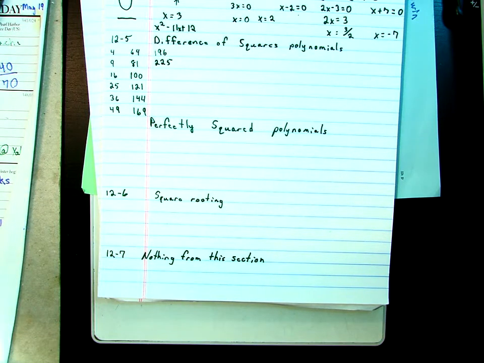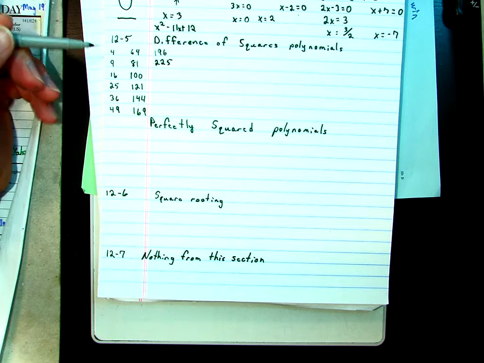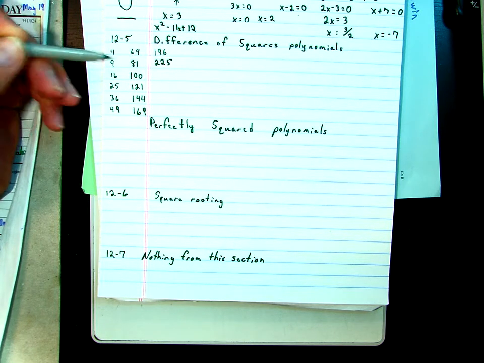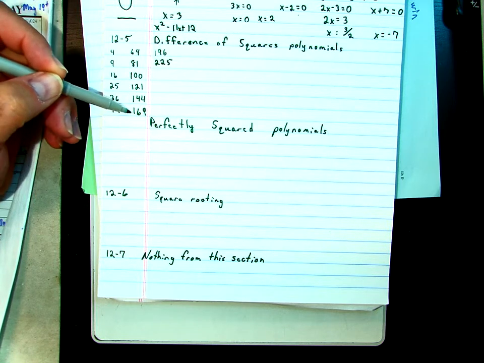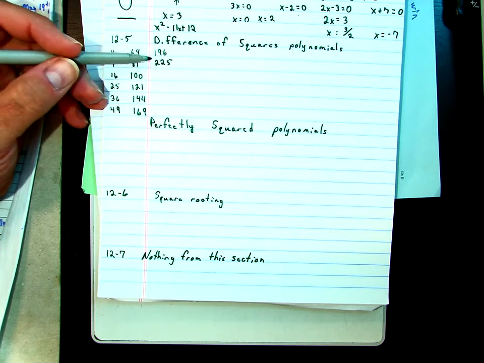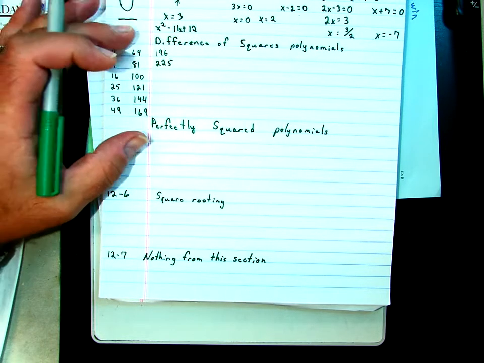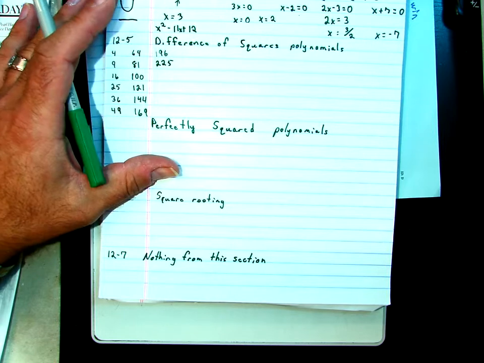Now my suggestion usually is writing these all down on your test. Pretty easy because you do 2 times 2, 3 times 3, 4 times 4, 5 times 5, 6 times 6, 7 times 7, 8 times 8, 9 times 9, 10 times 10, 11 times 11, 12 times 12, 13 times 13, 14 times 14, and 15 times 15. By having them written on your test, you now can visually go, oh, that's a difference of squares problem.